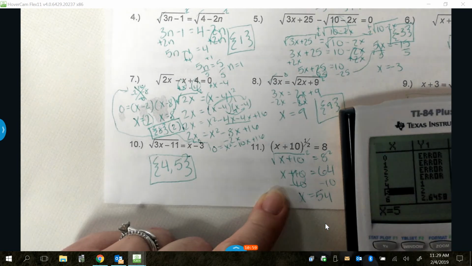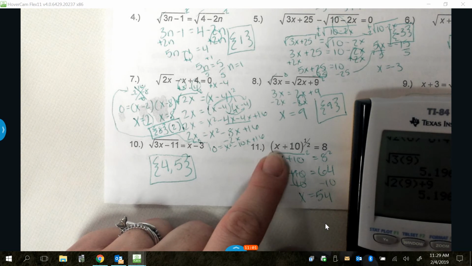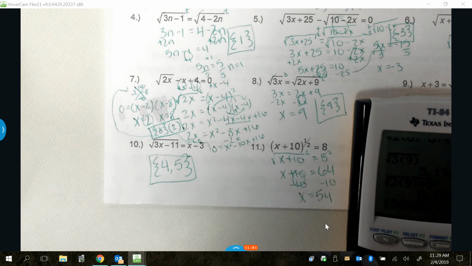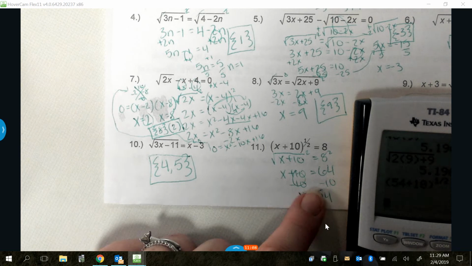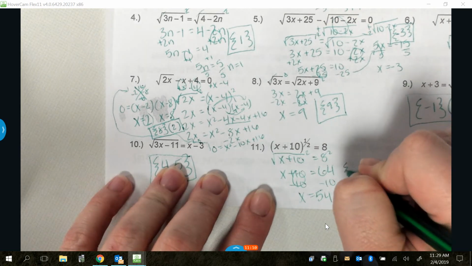So when I plug this in my calculator, I'm going to type it just the way it was originally. (54 plus 10) to the 1/2 power. This should equal 8, and it does. Therefore, that is a solution.